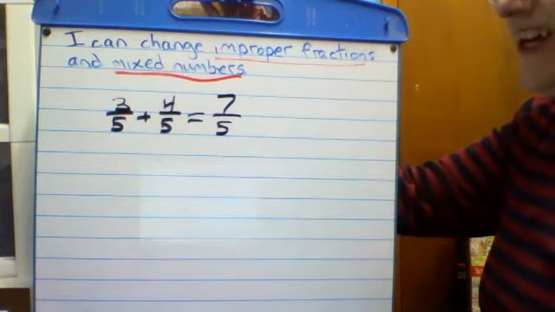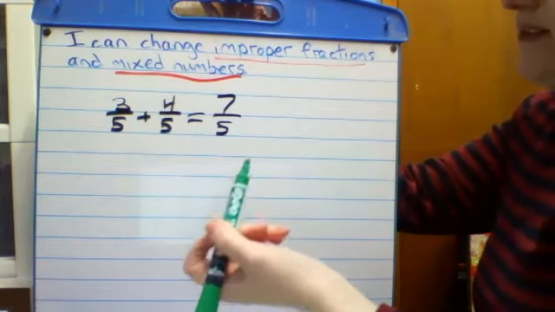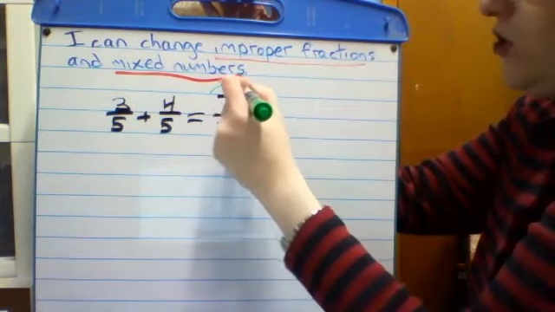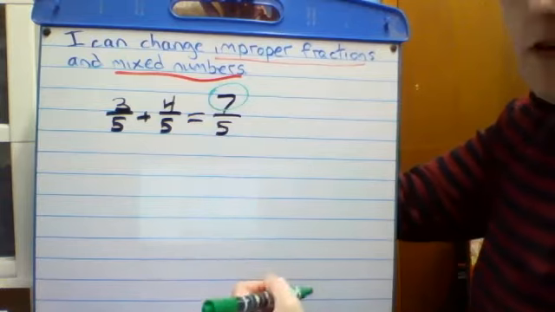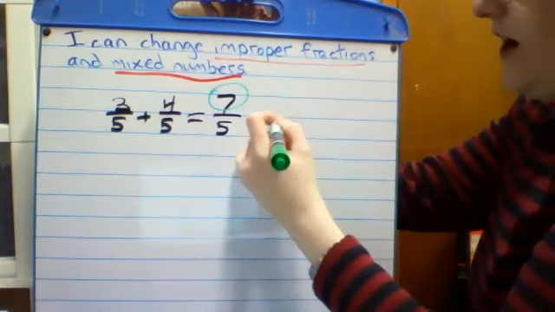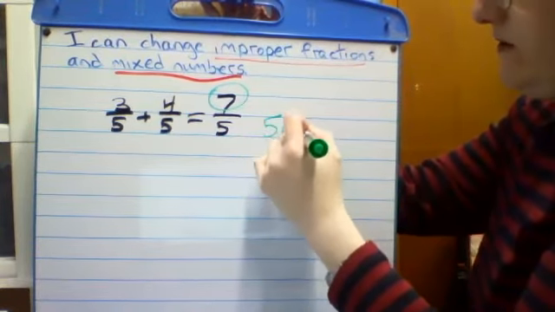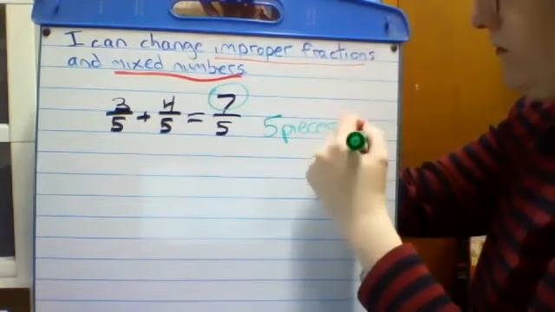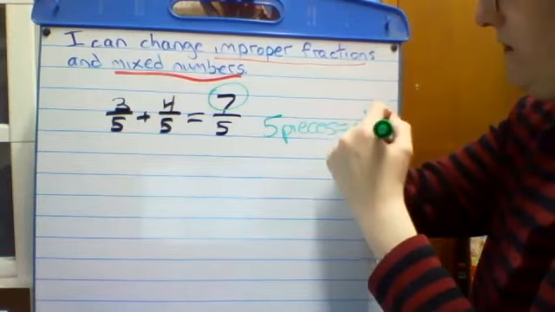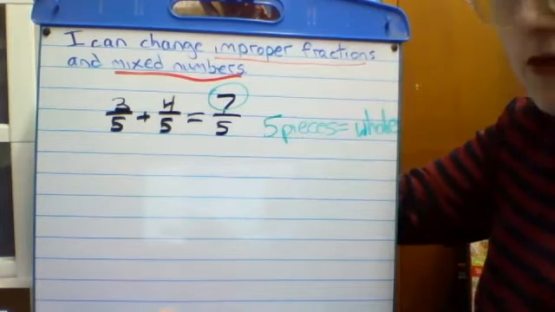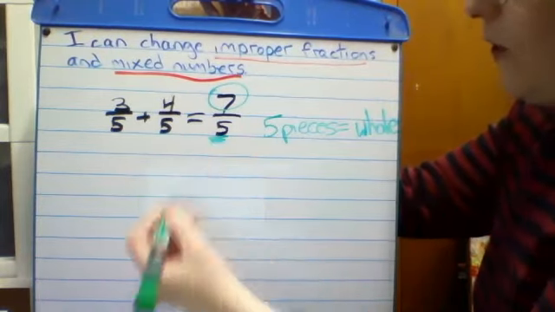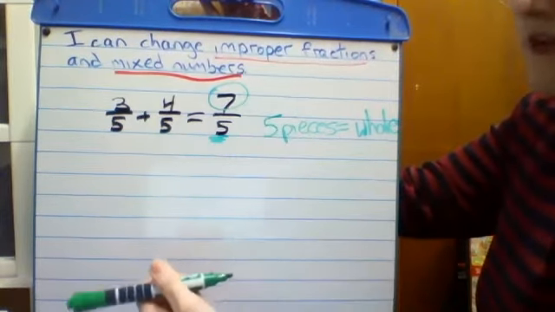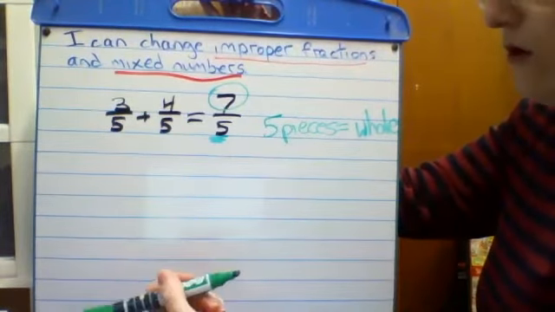Improper fraction is called improper, means it doesn't look right. My numerator is greater than my denominator. So I know that 5 pieces make the whole, right? That's what the denominator tells us. It tells us how many pieces make the whole. 5 pieces make the whole. So if I have 7 pieces, I must have more than a whole.